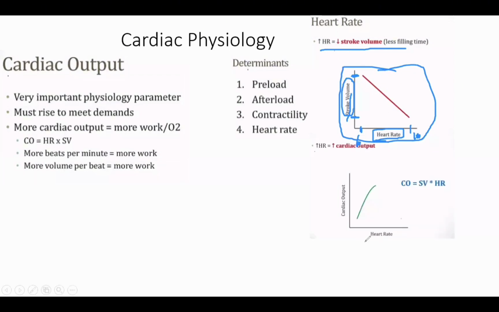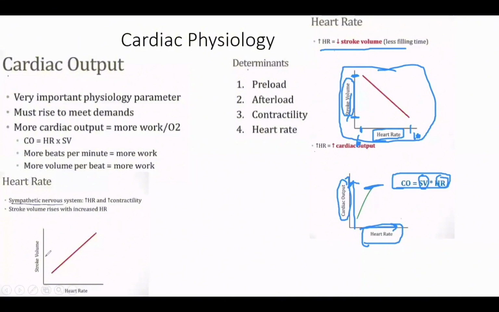So when the heart rate was studied against the cardiac output, with the increase in heart rate, the cardiac output also increased. That is, cardiac output is equal to stroke volume multiplied by heart rate. So stroke volume is increased with the heart rate because there is contractility of the muscles of the heart. Here, under physiological conditions, the sympathetic nervous system increases the heart rate and increases the contractility.